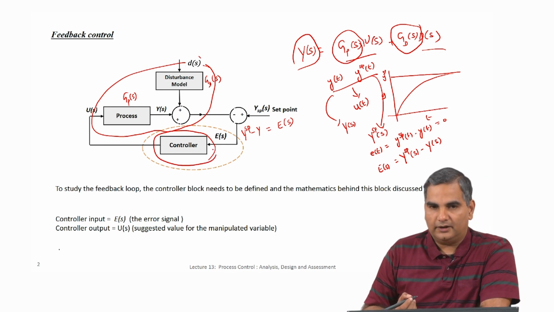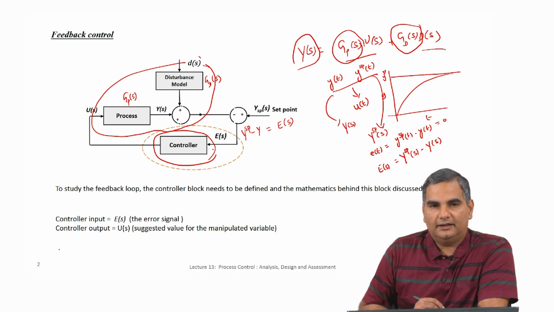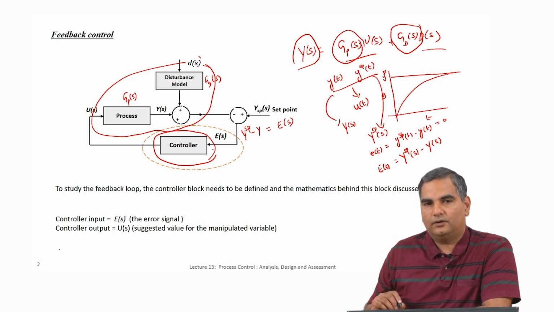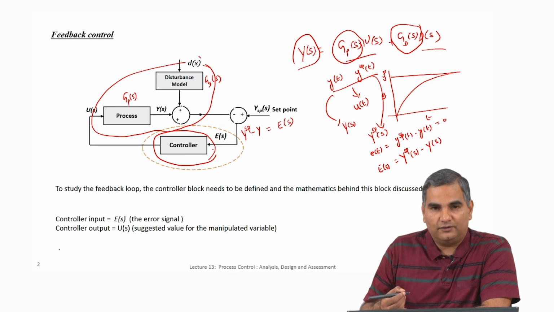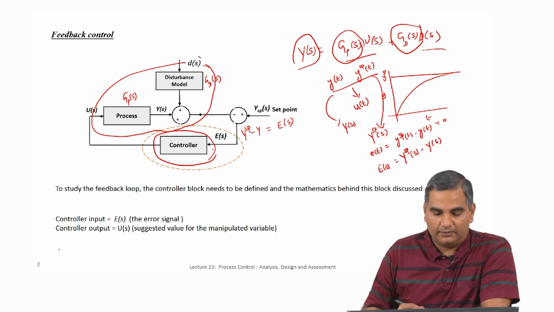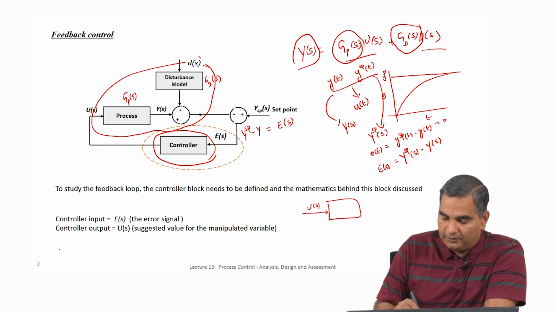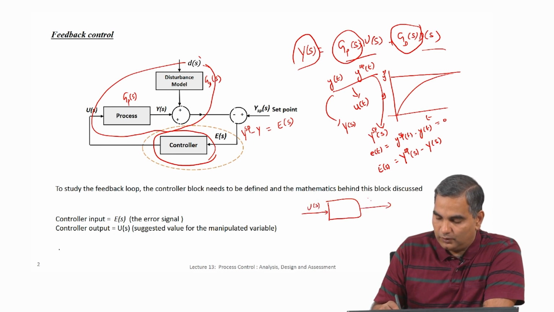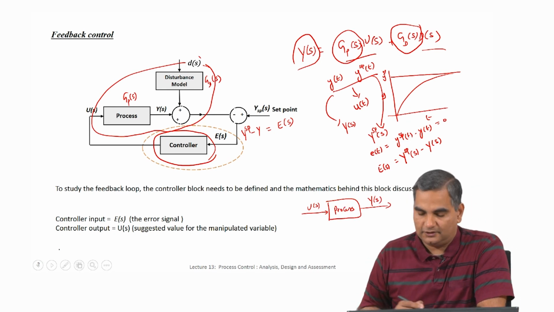What the controller does is get information about the error, and then it has to figure out what the output from the controller should be, which is the instruction for the change in the manipulated variable. In the process, if I have a manipulated variable, then because of changes in it, y of s changes. That is the process: when I manipulate something, how does my output change is what the process model does.